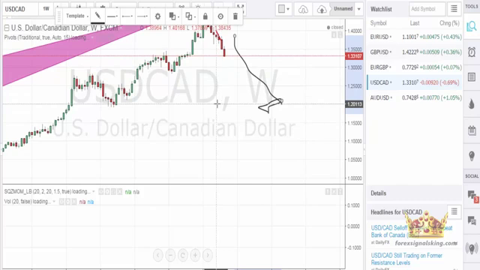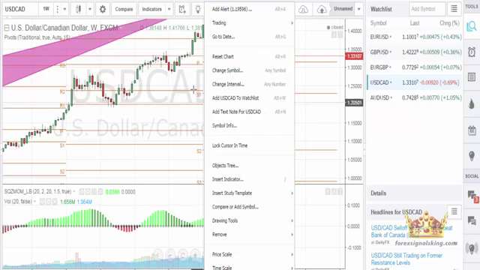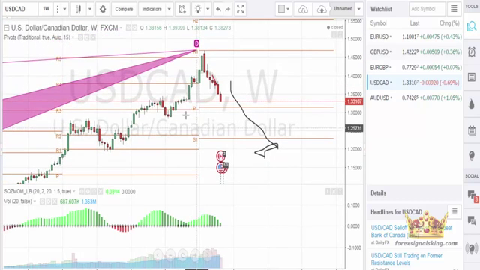Okay, right now on the weekly we can see the price was going up, ended here forming this strong, somehow engulfing, yeah, it can be called an engulfing bearish candle, and going all the way down for about 1, 2, 3, 4, 5, 6, 7 weeks.